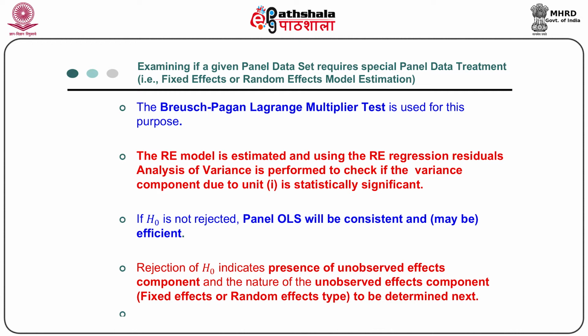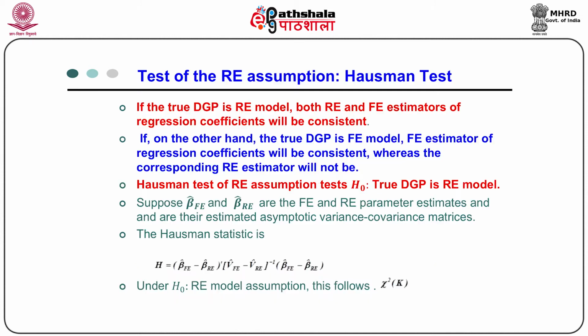So, if we find that the pooled model is not the appropriate one, then the next question is whether to use fixed effect model or random effect model. That will be decided on the basis of the next test. So, the test of the random effect assumption, and this is basically done by the Hausman test.